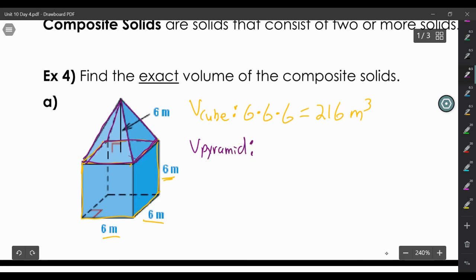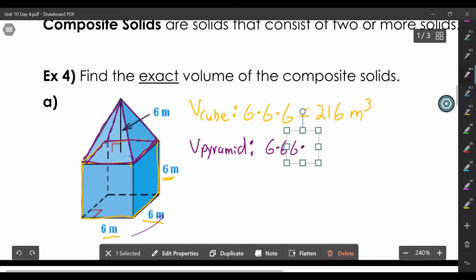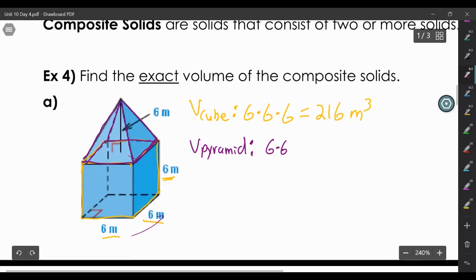Now for the pyramid, that's going to be the area of the base, which is the same area as the cube. They have the same base, and then the height is also 6. So it's still going to be 6 times 6 times 6, but remember, because it's a pyramid, we have to divide that by 3. And when we type that into the calculator, we get 72 cubic meters.